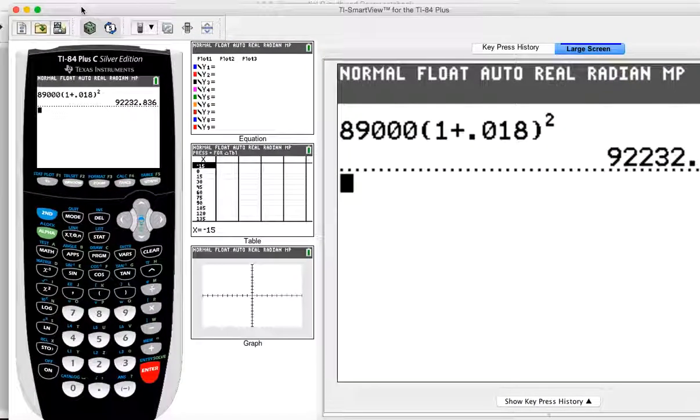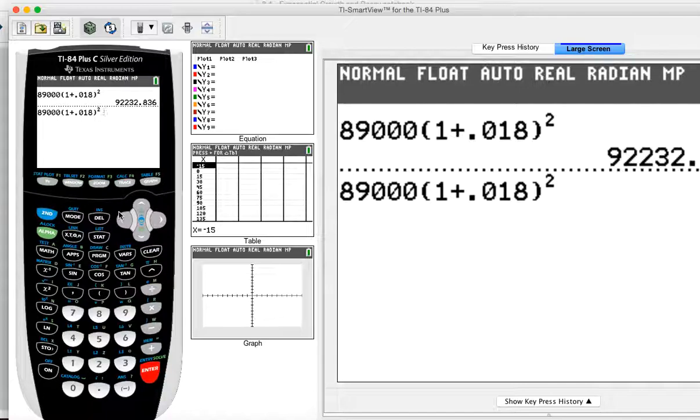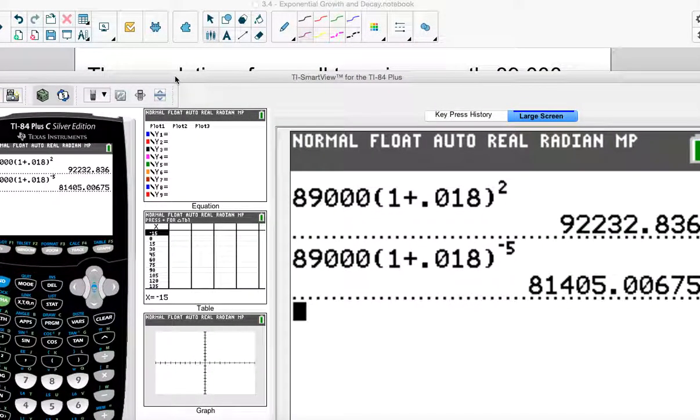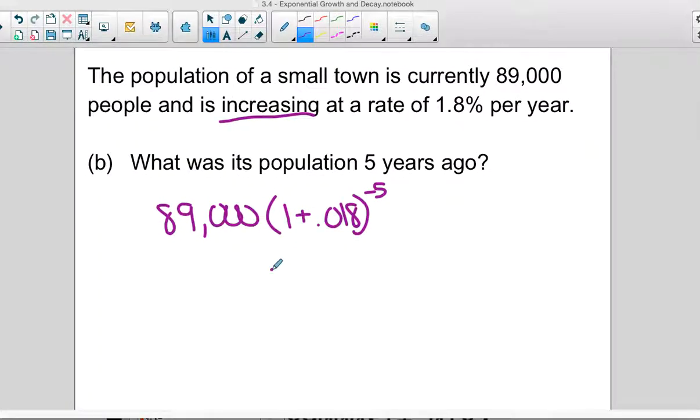On your calculator, you can actually hit second enter, and it retypes the whole thing for you. And we just want to use an exponent of -5. So 5 years ago, based on that information, it was around 81,405 people.